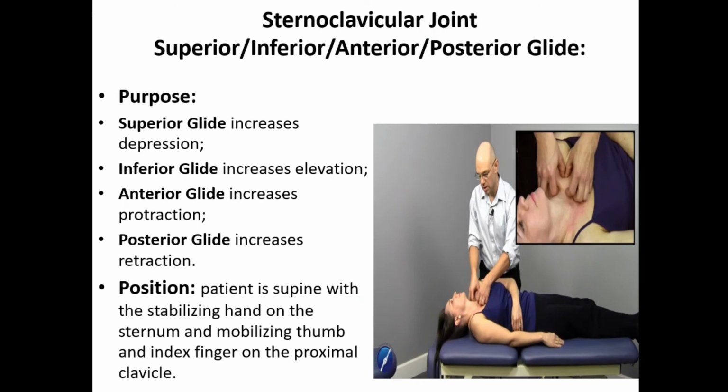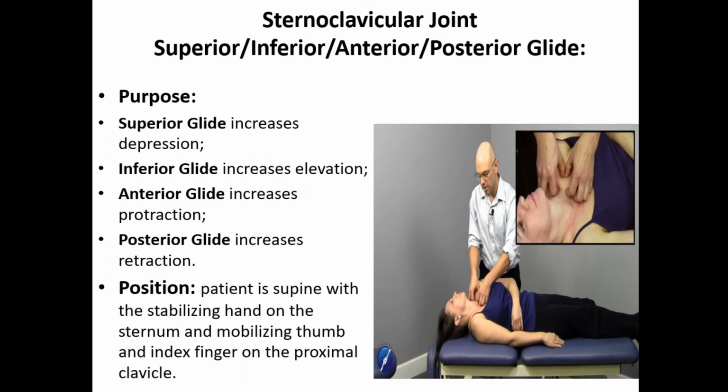Fifth one is sternoclavicular joint superior, inferior, anterior, posterior glide. Purpose: superior glide increases depression, inferior glide increases elevation, anterior glide increases protraction, posterior glide increases retraction. Position of the patient: patient is supine with the stabilizing hand on sternum and mobilizing thumb and index finger on the proximal clavicle. This is a sternoclavicular joint superior, inferior, anterior, posterior glide.